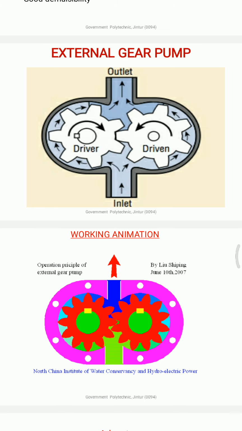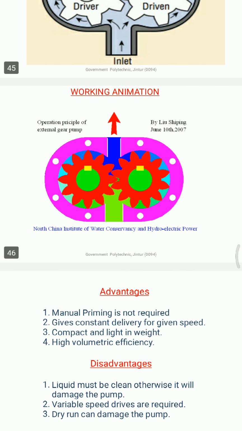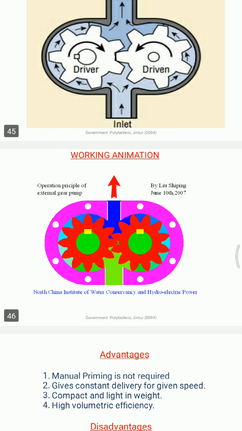Now here animation is there, but animation is not working. Actually it is working, but I need to flip the screen, so I am skipping that part. When this gear rotates, now here the green color part you can see. In the green color part, the driver gear is rotating in a clockwise direction, and the driven gear is rotating in an anti-clockwise direction.